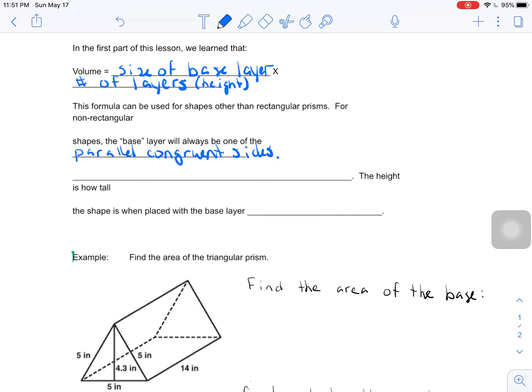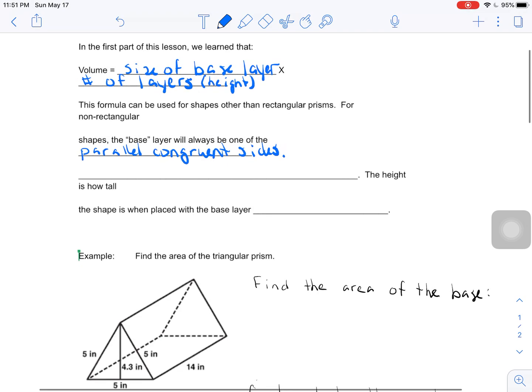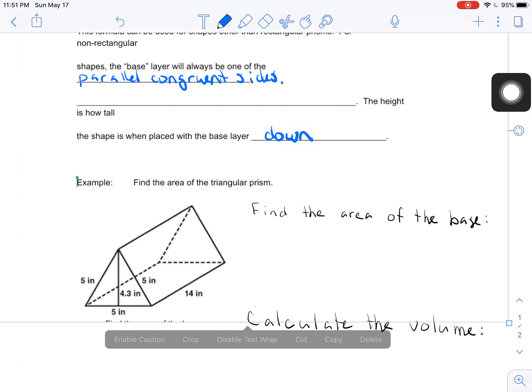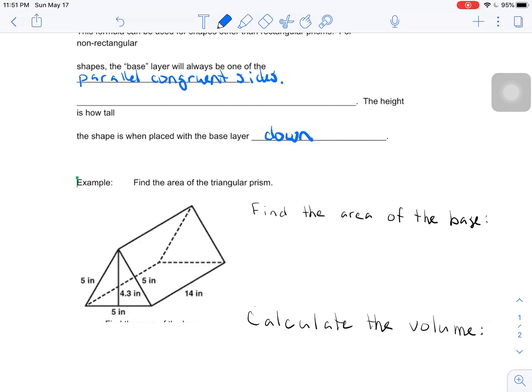So we talked about these when we talked about the definition of a prism. Remember, parallel means they're running the same direction, and congruent means they're exactly the same shape. The height is how tall the shape is when it's placed with the base layer down. In other words, if you stand it up so it's resting on its base layer, however tall the shape is, that's the height. So you have to be careful with that, because sometimes shapes might not be facing the right direction. So we're going to look at an example to get you thinking about how we can use this idea of volume from the first part of the lesson to calculate some other prisms.